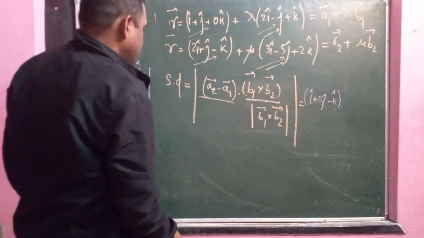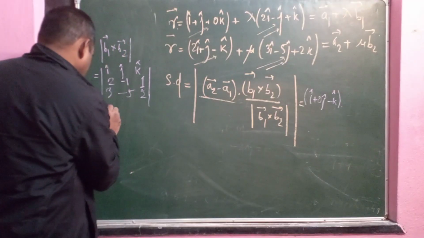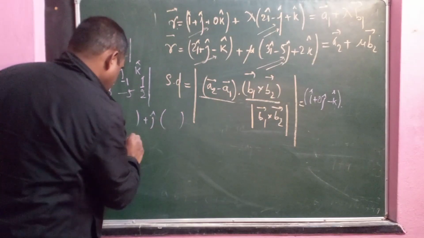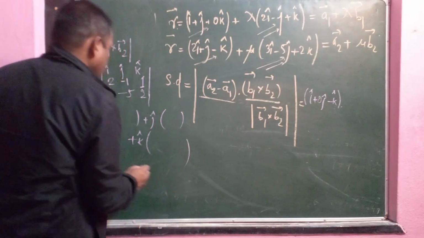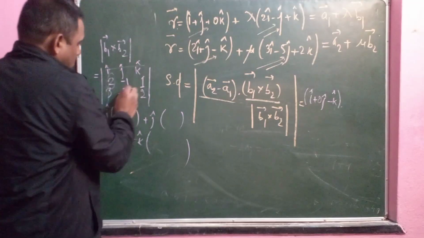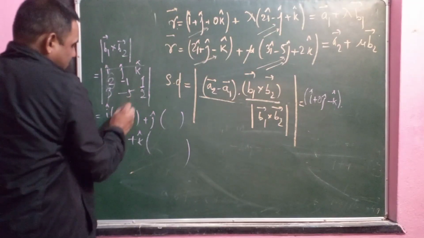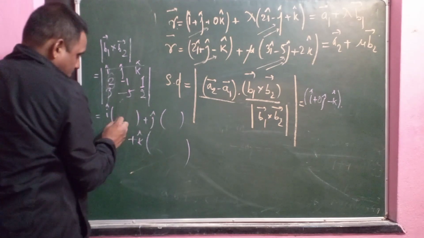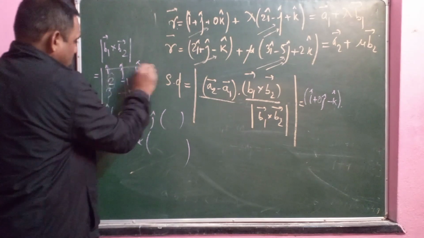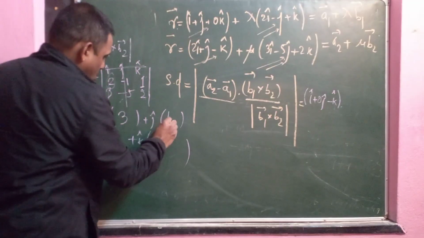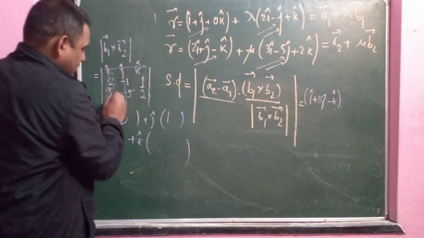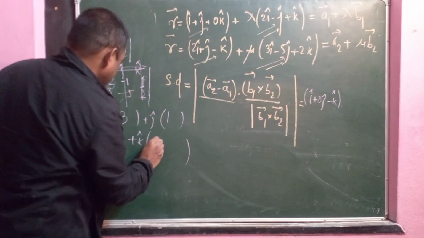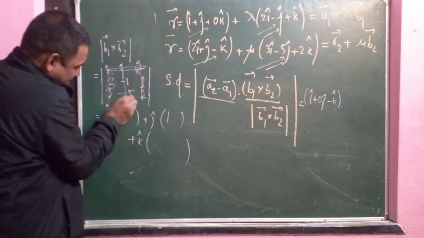J minus J is 0. Minus 2 plus 5, 3. This 4 minus 3, 1. Minus 10 plus 3.